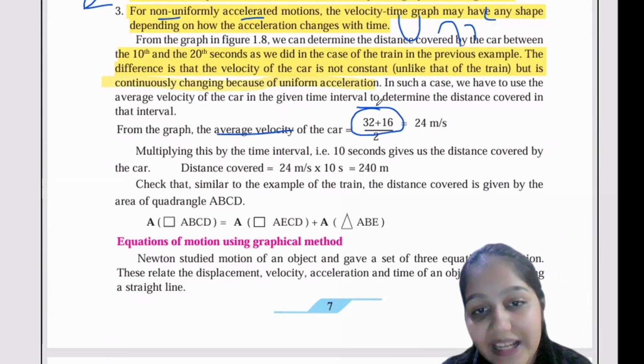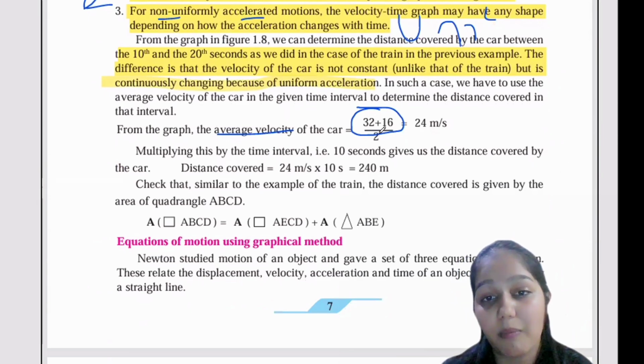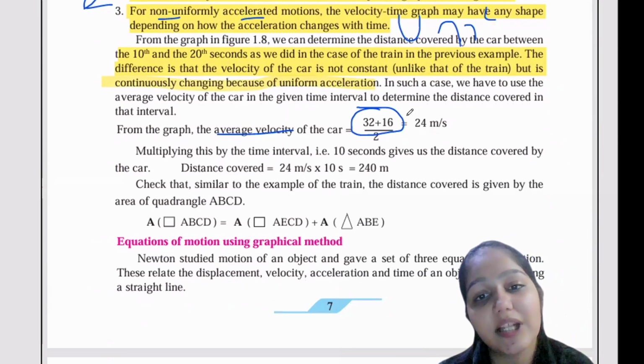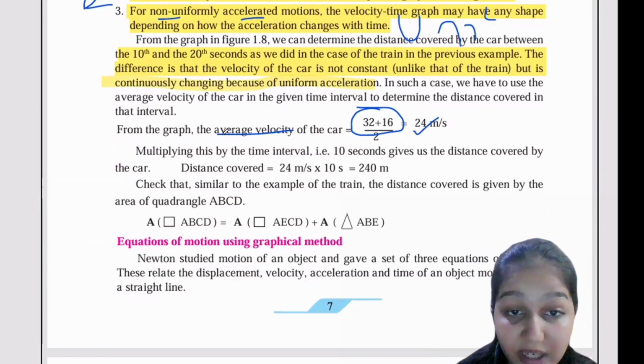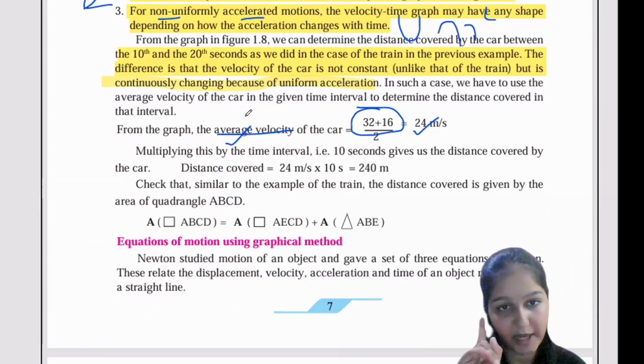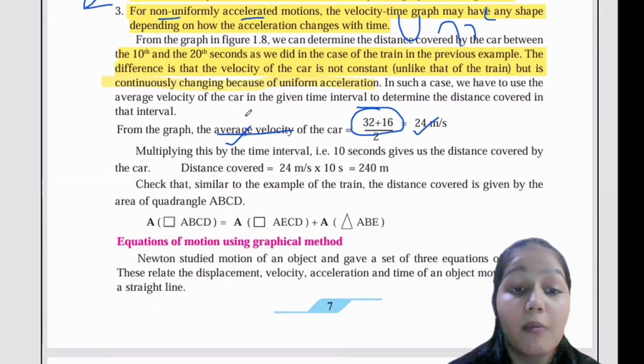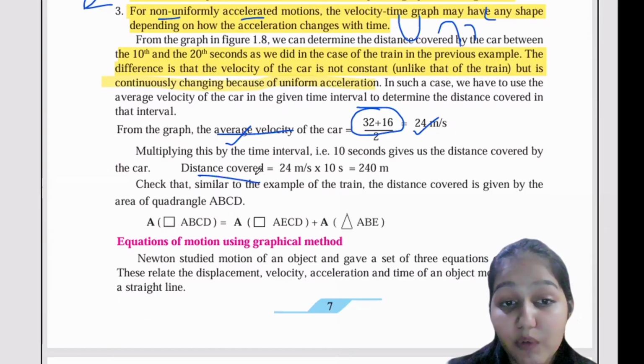So when we add these two values, we will get 48, and we will get 24 meter per second as the average velocity. Make sure you understand this. Okay, distance covered, we have to find now the distance.